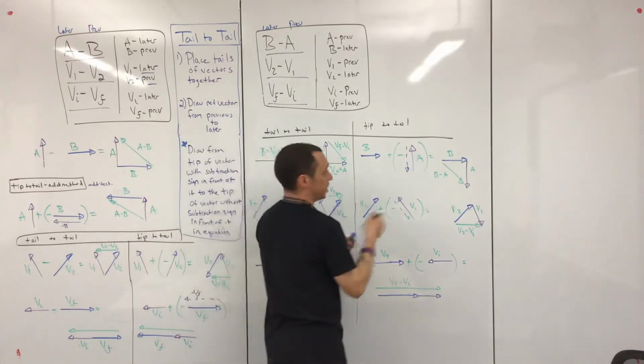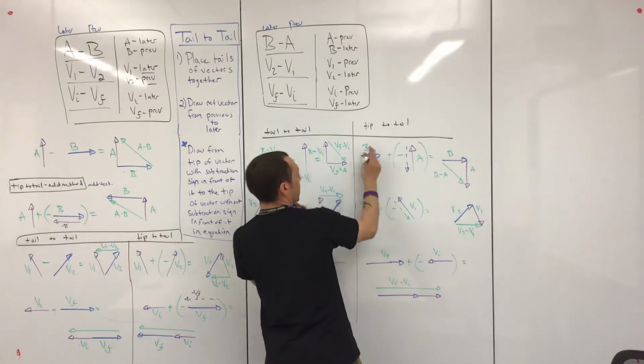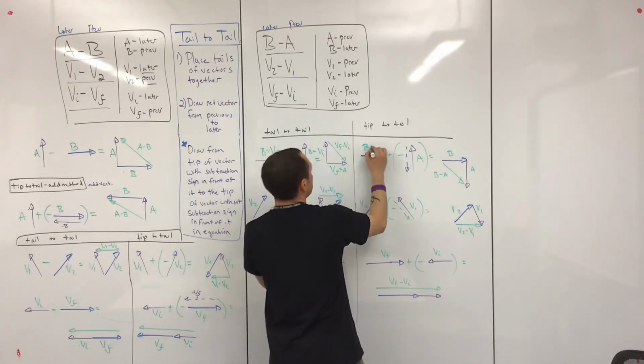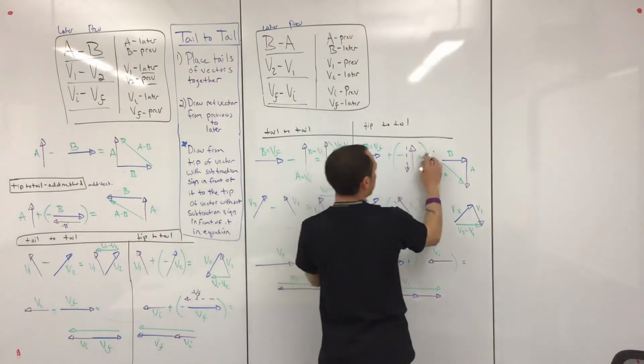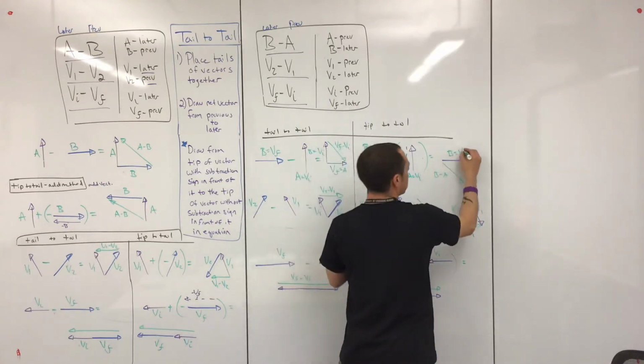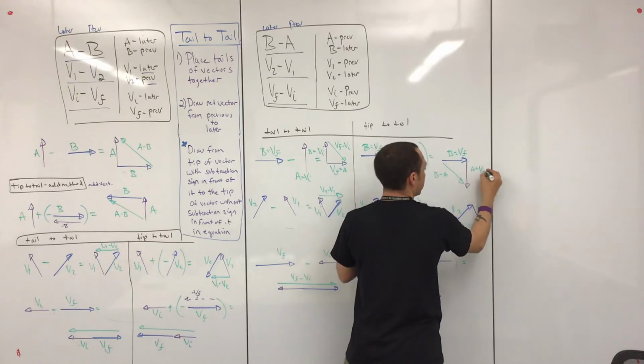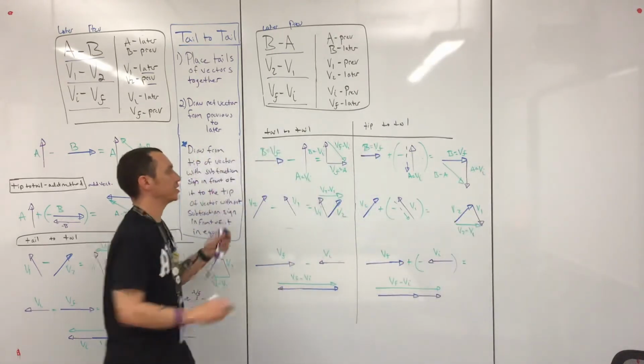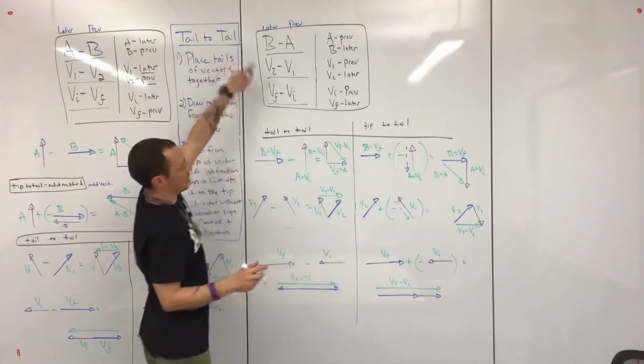We did a bunch of changes. This is the same problem. B is equal to VF. A is equal to VI. I can write that down here. So over here, this is still VF minus VI. Just because I have B and A written doesn't mean anything.